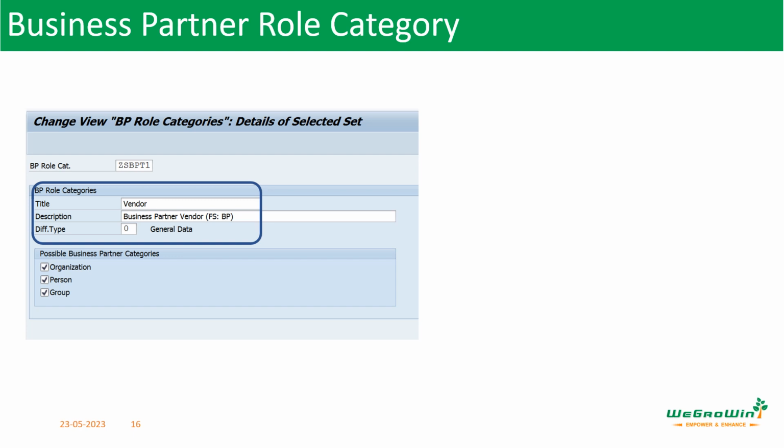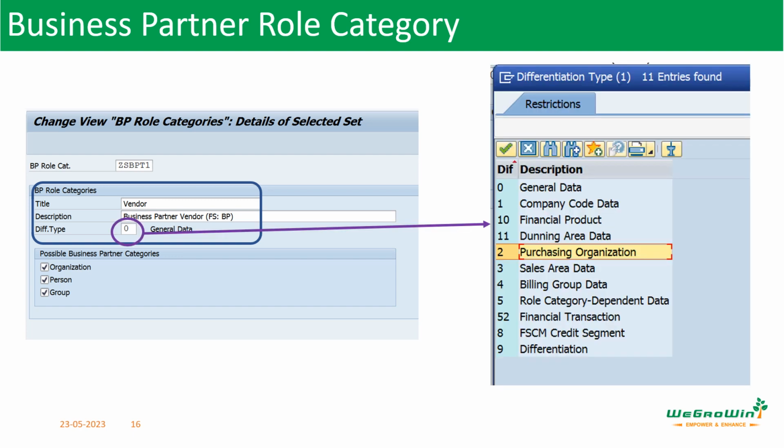Here we are having the new business partner role category ZSBPT1, for which we define the title and description. And the differentiation type, that is a diff type field, is a controlling field, that is the field that controls the type of data or the screens available while creating a new business partner to the specific business partner role category. For example, type 0 will enable maintenance of general data for the business partner.